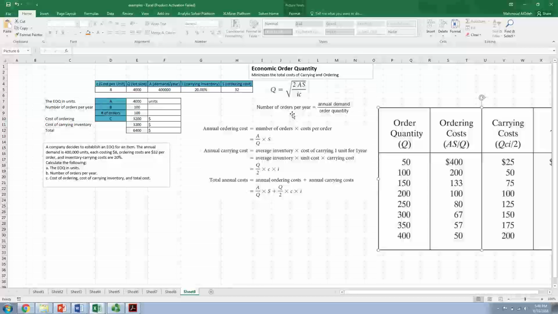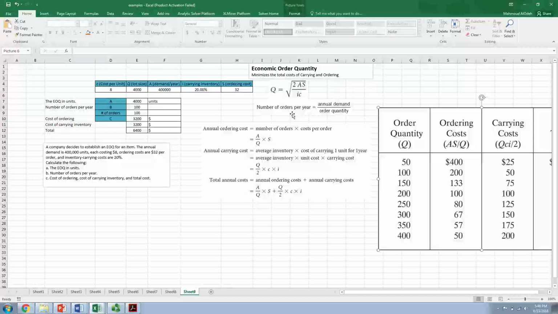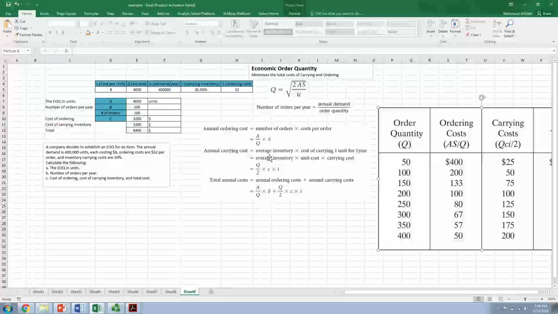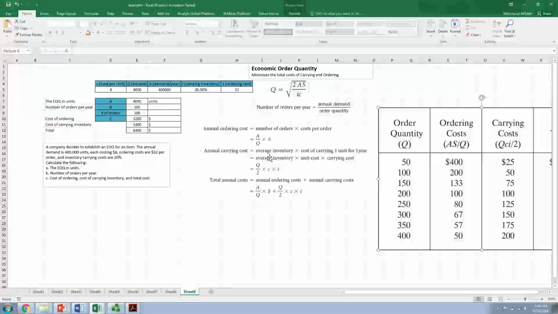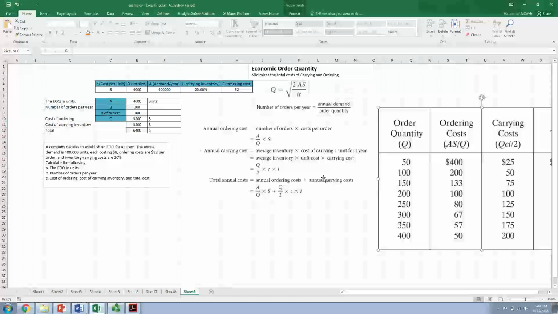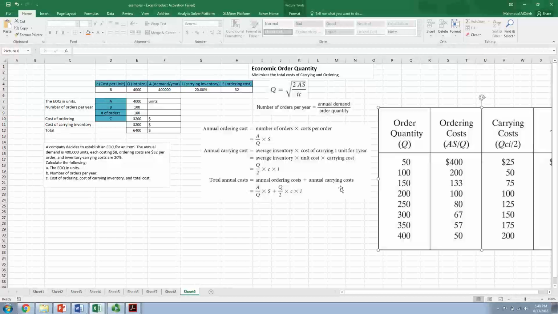Annual ordering cost is the number of orders times the cost per order. Annual carrying cost is the average inventory times the cost of carrying one unit for one year, or we could say average inventory times the unit cost times the carrying cost percentage. And the total annual cost is the annual ordering cost plus the annual carrying cost.